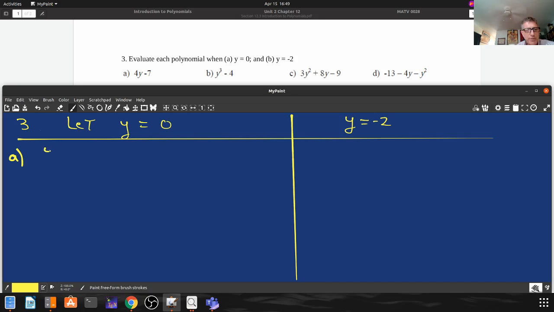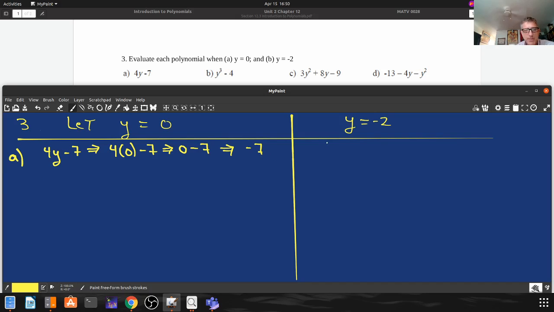I'm given 4y minus 7. So when you say let y equal 0, then I literally replace y with the value of 0 and perform the indicated operation. So 4 times 0 is 0, and 0 minus 7 is minus 7. So the end result is minus 7.